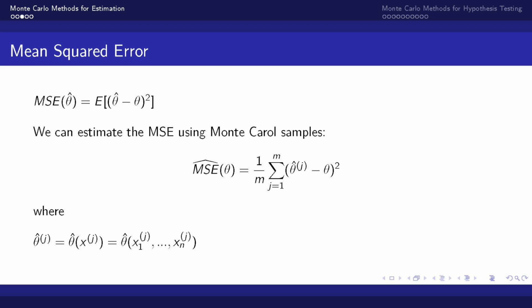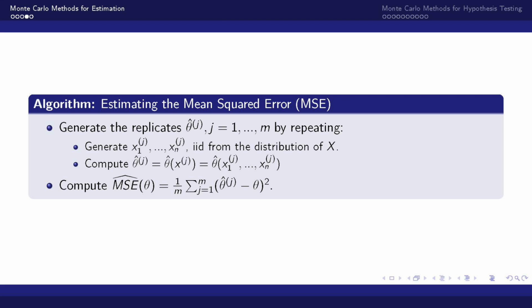We can estimate the mean square error, or MSE, using Monte Carlo samples. If m random samples are generated from the distribution of x, no matter what the distribution is, then the Monte Carlo estimate for the MSE is 1 over m times the sum of (theta hat from the random samples minus theta) squared. We can estimate the MSE by using the following algorithm.